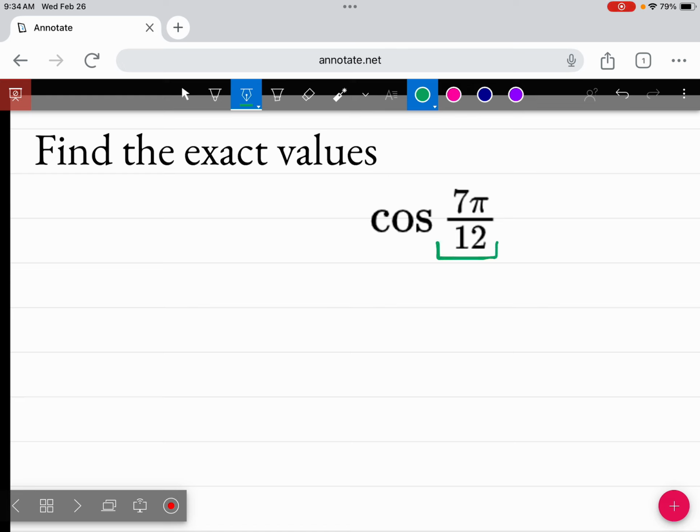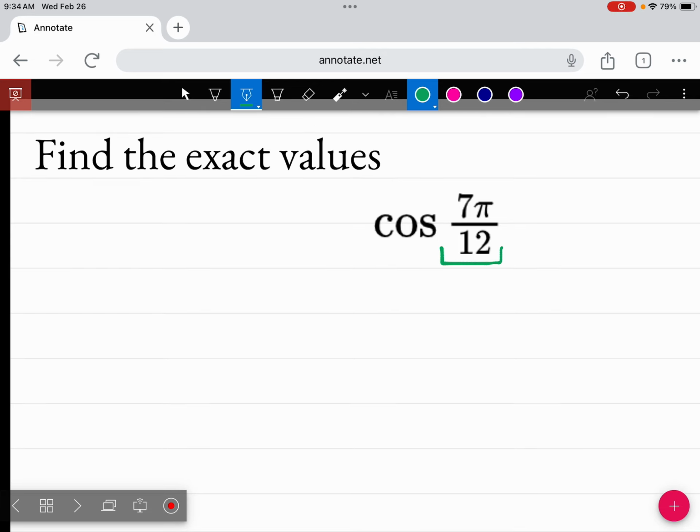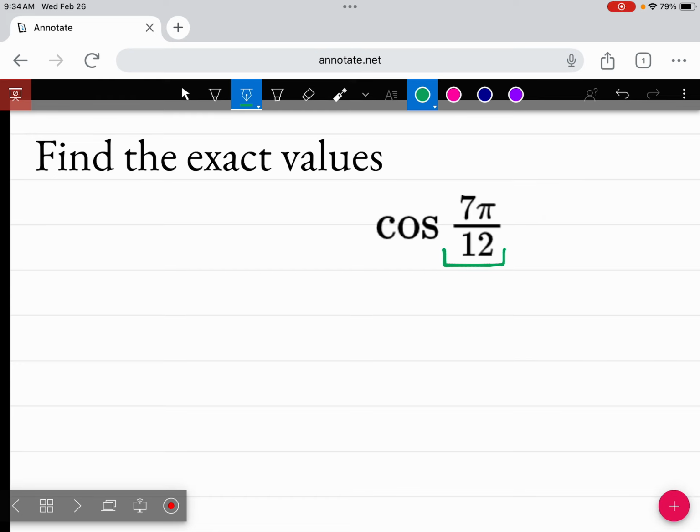So 7 pi over 12, that's not an angle we know. Not really. Are there any angles that we know that we could add or subtract to get to 7 pi over 12? No. Wait. Is there another way to do it if you don't? At this point, no. At this point, then just do that.